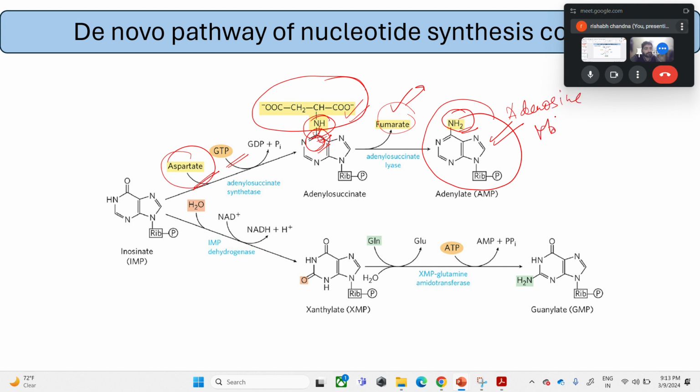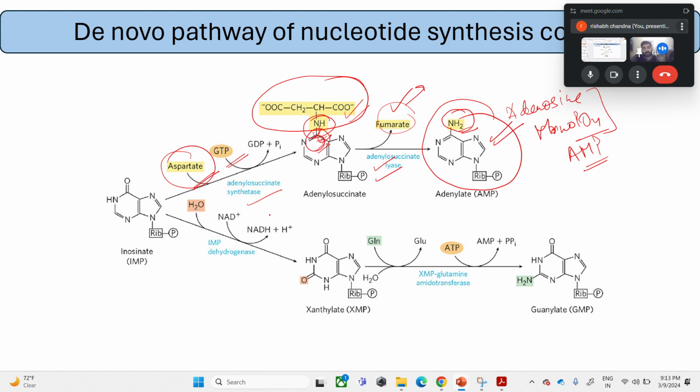monophosphate, or the AMP, yeah, adenylate. So here two enzymes are involved: adenylosuccinate synthetase and adenylosuccinate lyase. Okay, now comes the guanylate formation.